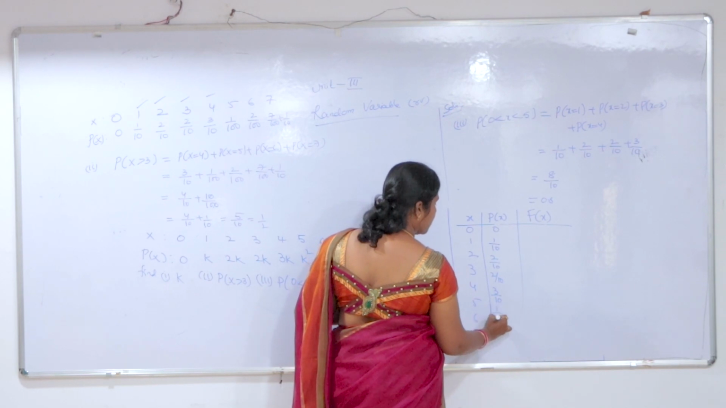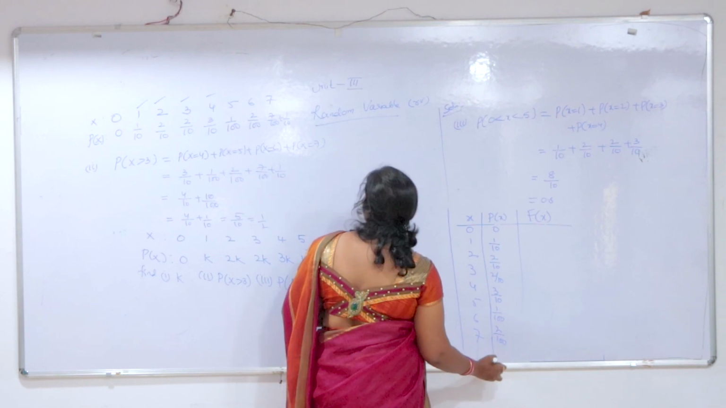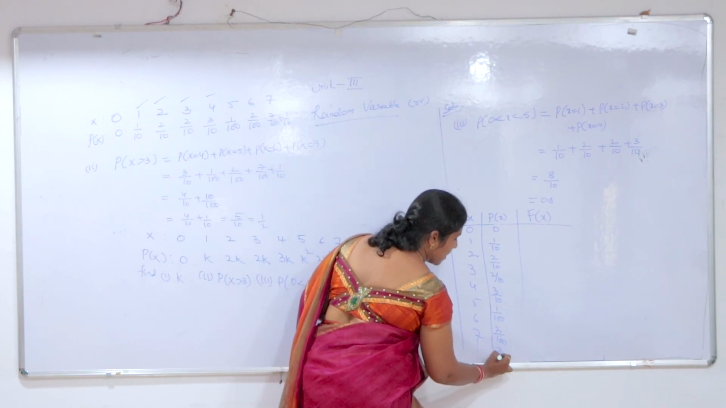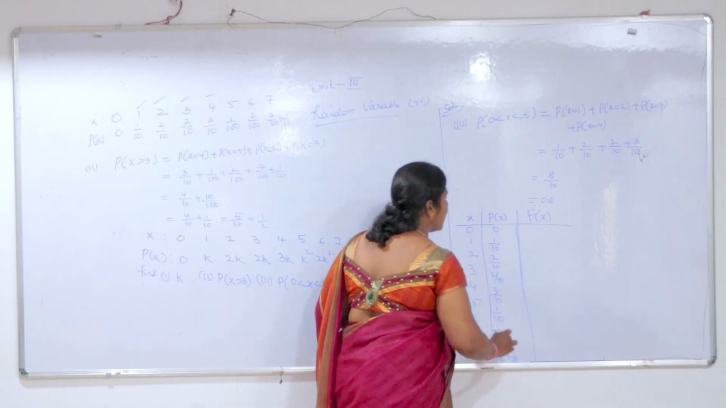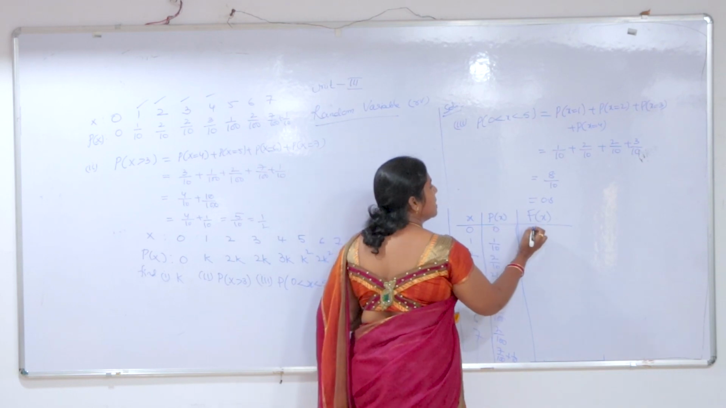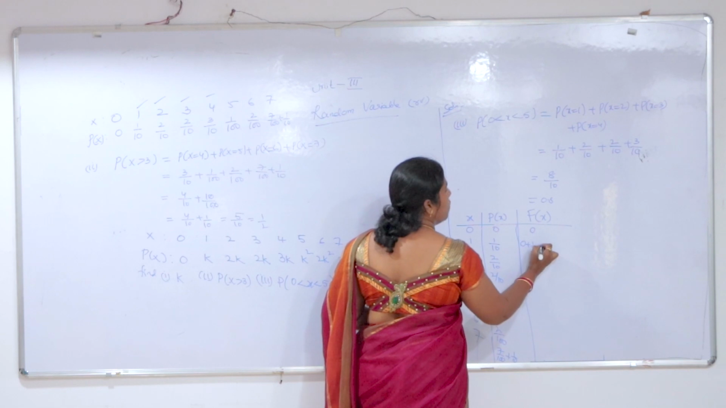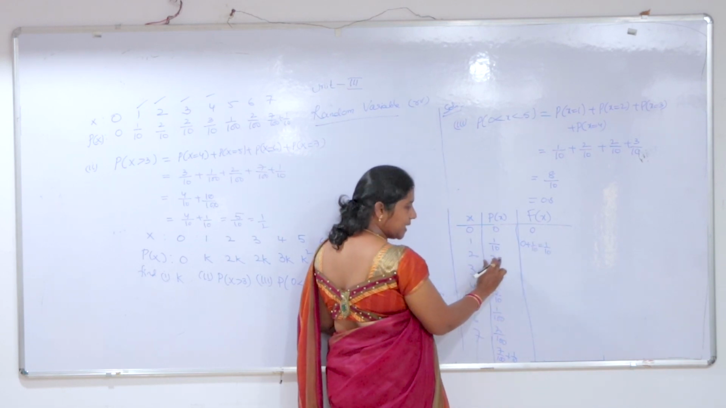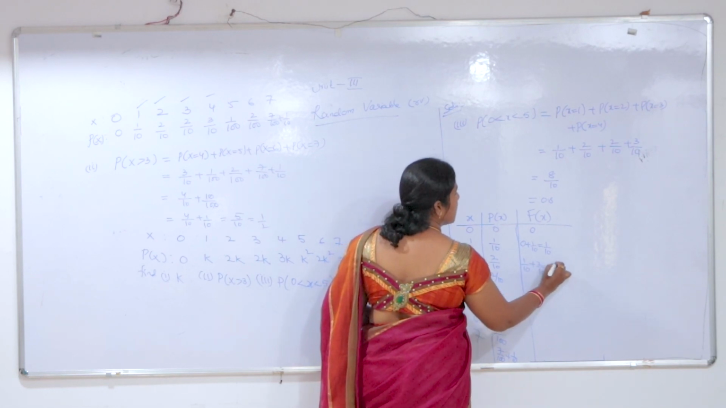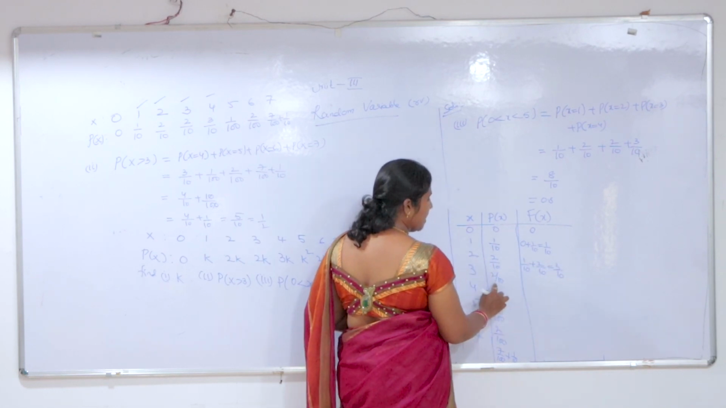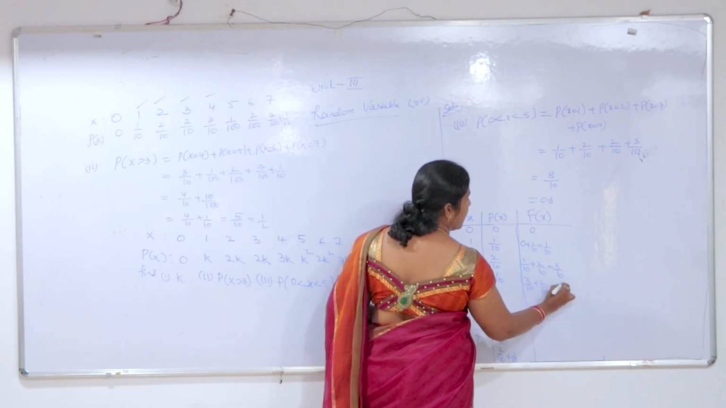Next 1 by 100, 2 by 100, 7 by 100 plus 1 by 10. So you need to add all these probabilities. The first value 0. 0 plus 1 by 10, which is equal to 1 by 10. 1 by 10 plus 2 by 10, which is equal to 3 by 10. 3 by 10 plus 2 by 10, which is equal to 5 by 10.